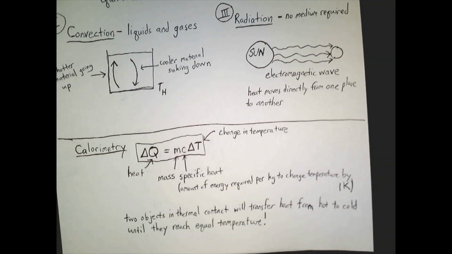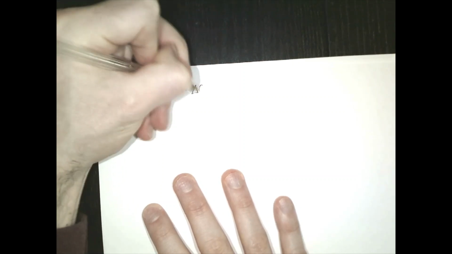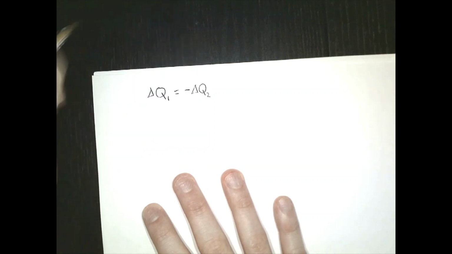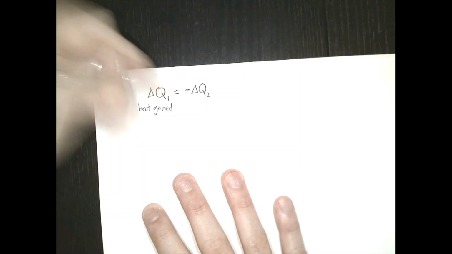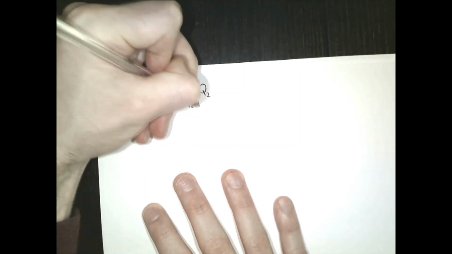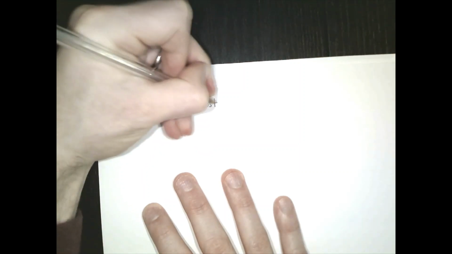By conservation of energy, this is done by one object losing an amount of heat and the other object gaining that same amount of heat. So let's look at this mathematically. We have Q1 is equal to the negative change in Q2. In other words, the heat gained is equal to the heat lost by the other object.